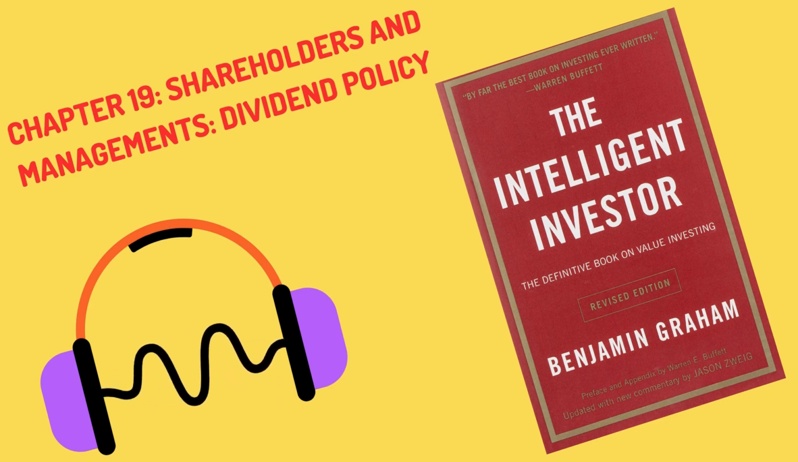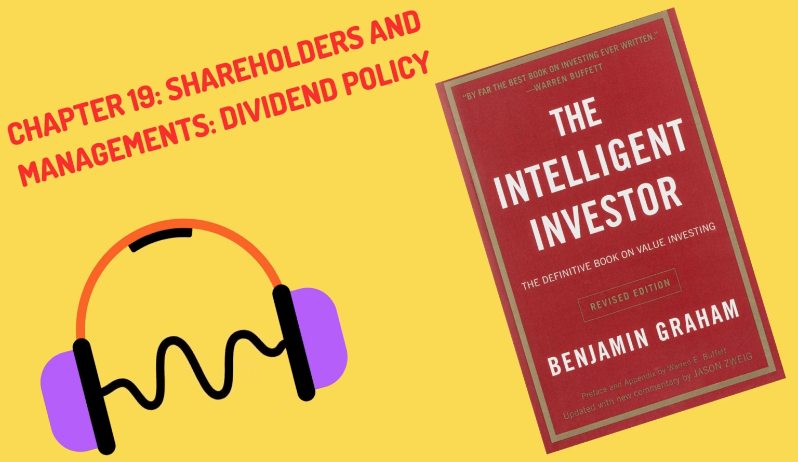The chapter also covers the concept of dividend yield, which is the annual dividend payment divided by the current stock price. Graham advises investors to focus on companies with a history of stable and increasing dividends and to compare dividend yields across companies in the same industry.